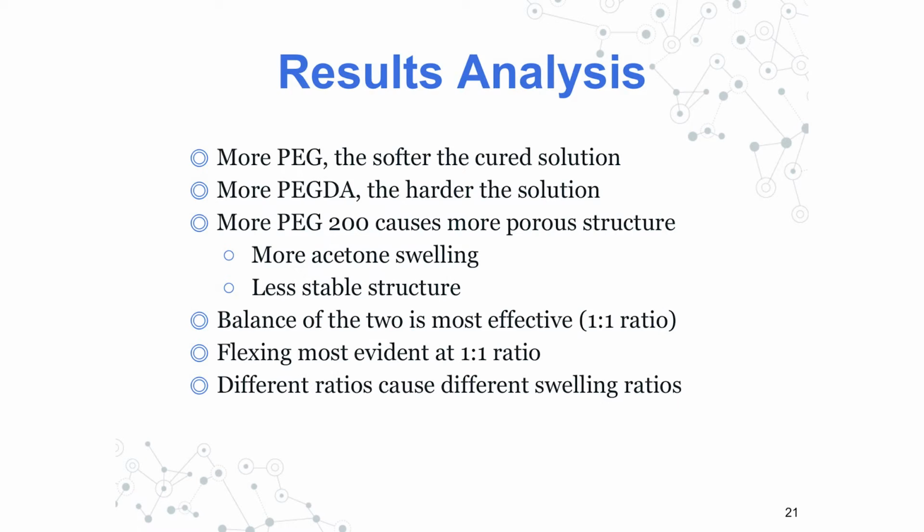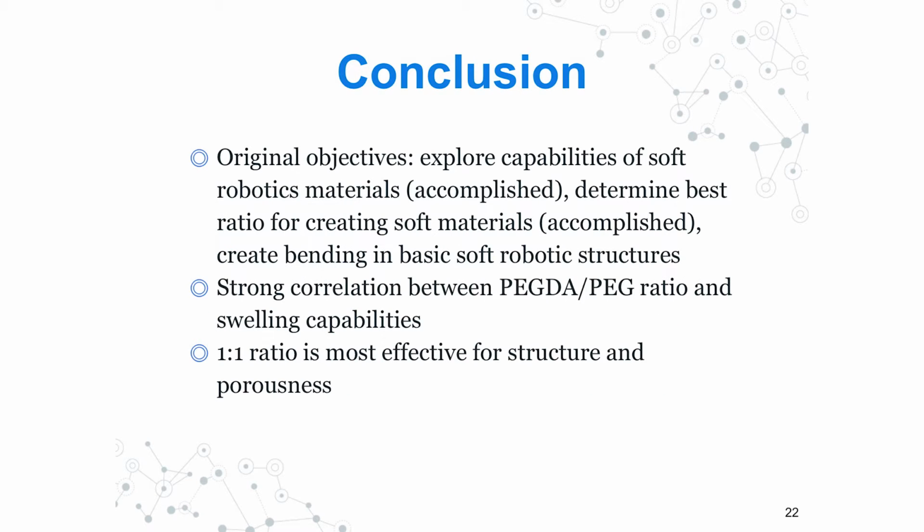Just to restate, our original objectives at the beginning of this research were to 1, explore different printing materials, 2, find the best ratio between these printing materials, and 3, design a structure that uses soft robotics to create movement. Although we accomplished our first 2 goals, we have yet to work on our third goal. We found a strong correlation between PEG DA and PEG in the ability to swell, and we found that a 1-to-1 ratio of PEG DA to PEG was optimal to allow the structures to retain their stability, but also to be able to swell and flex.